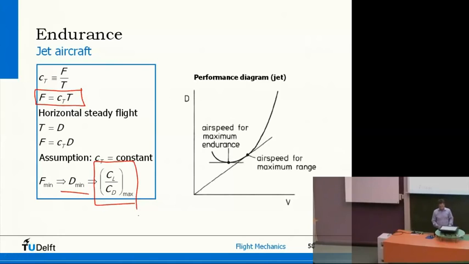So if you look into the performance diagram, then the best endurance is actually the point in the bottom where you have minimum drag. So that's slightly different than that airspeed where you have maximum range. But in fact, this speed difference is not so large. It's a fairly small difference. But there is a difference between flying as efficient as you can in terms of time and flying as efficient as you can in terms of distance.